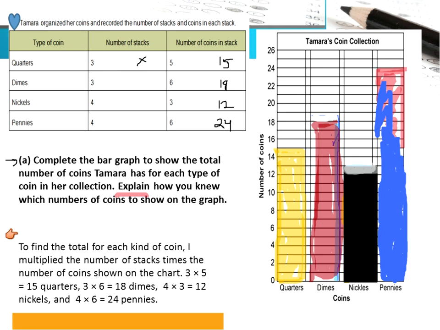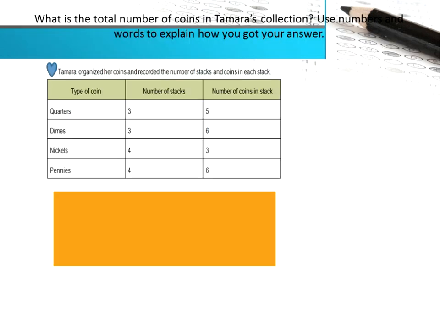To find the total for each kind of coin, I multiplied the number of stacks times the number of coins shown on the chart. And then they said 3 times 5 equals quarters, and 3 times 6, 18 dimes, and so on. So this is, again, an example to show them. They don't have to do this exactly, and Roxanne's would have been just fine. Number of stacks times the number of coins gives me my answer. They just want to see the explanation in written form.